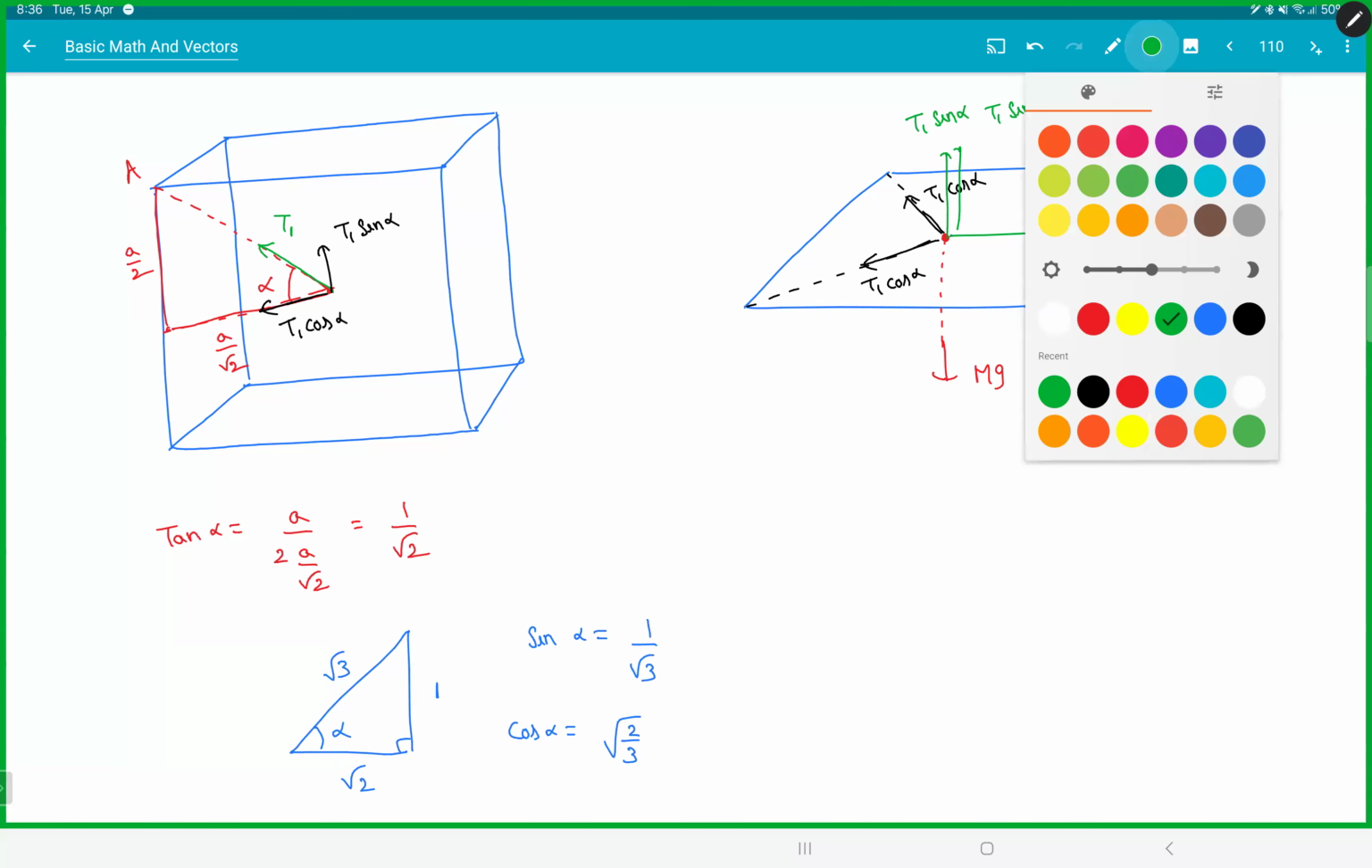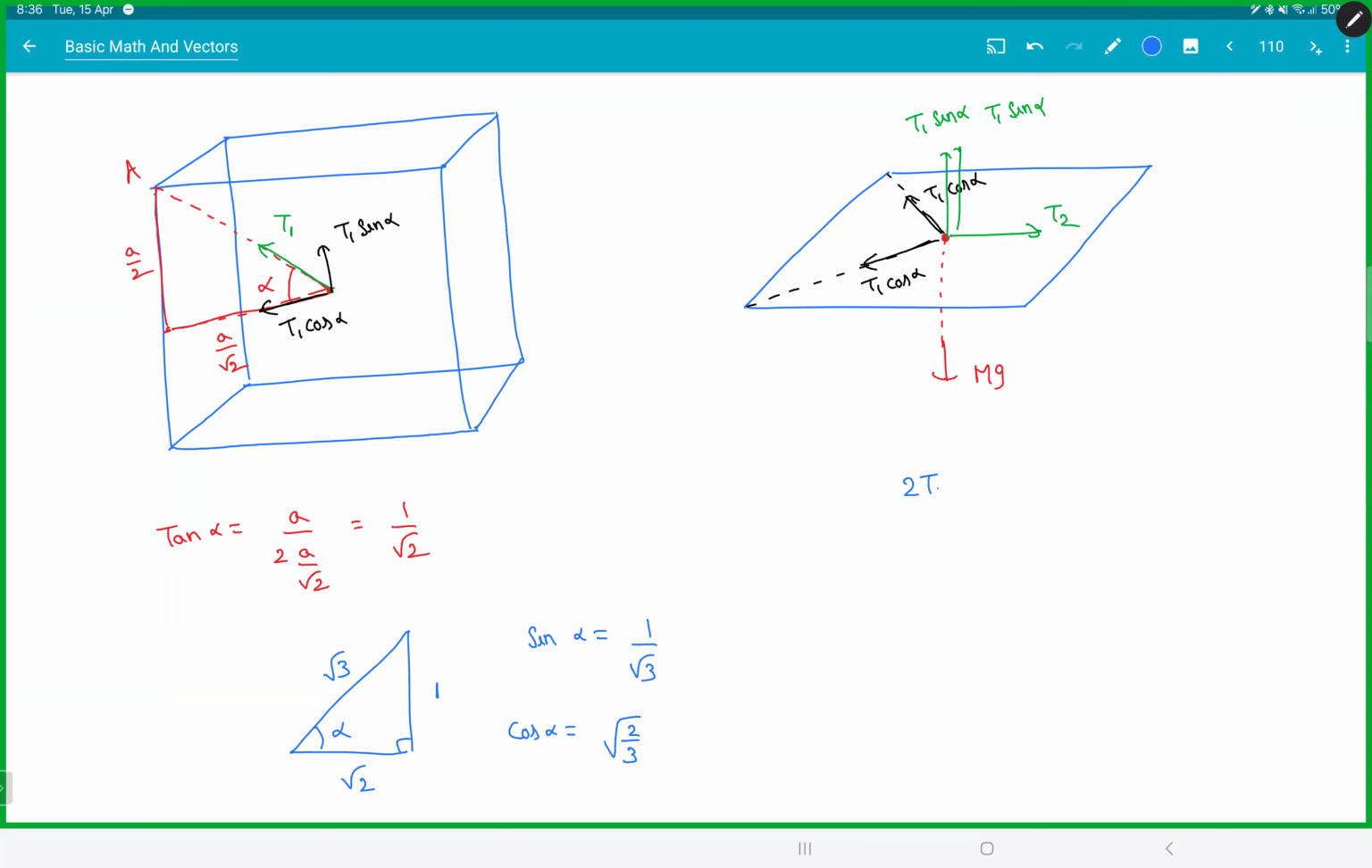Then we're almost there. So what are the vertical forces? 2T1 sin alpha is equal to mg. What is sin alpha? 1 by root 3. So 2T1 by root 3 is equal to mg. From here I get T1 is equal to root 3 by 2 mg. So T1 is found. Is that clear, everyone? We still need to find T2. Any doubts on this page?